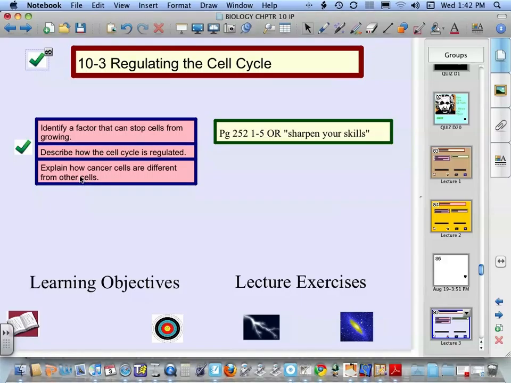Explain how cancer cells are different from other cells. Well, can you explain how they're different? If you say something like, well, they are different because they have uncontrolled growth, their cell regulatory mechanisms aren't working, you got it. And can you identify a factor that can stop cells from growing? Sure. They're called internal regulators and external regulators.